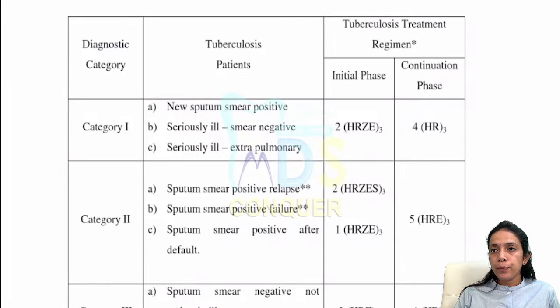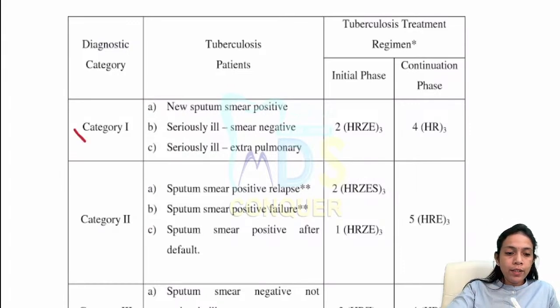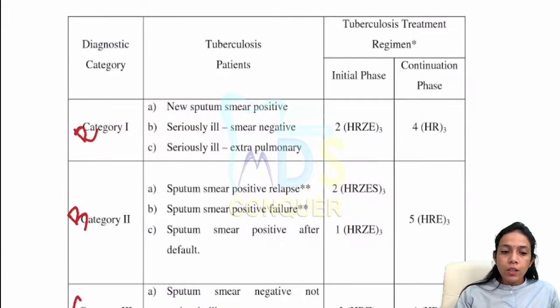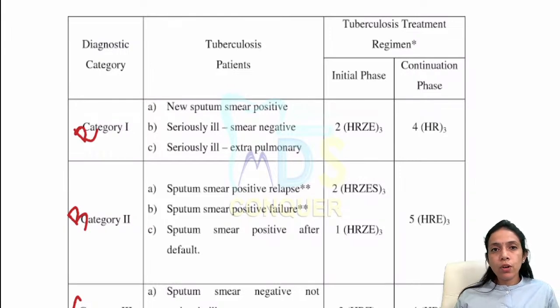It is red. Okay, so it's red, blue and green. So category 1 is red, category 2 comes under blue, and category 3 is green. So category 1 red, blue and green. Okay, so just have an idea of this DOTS regimen.